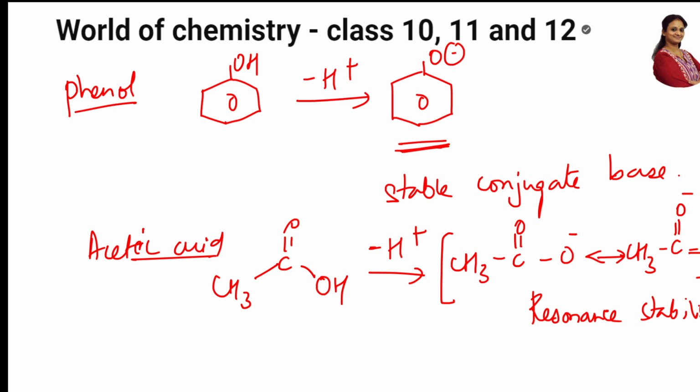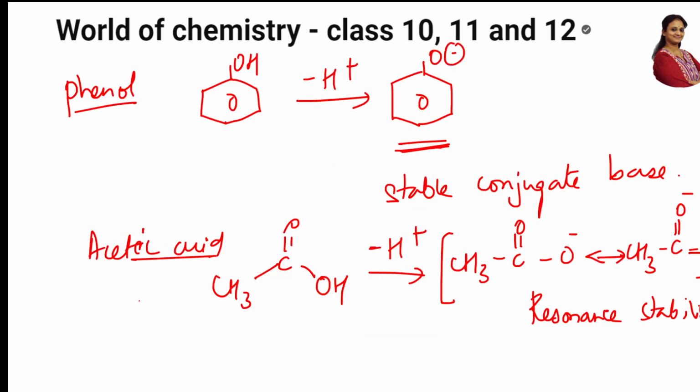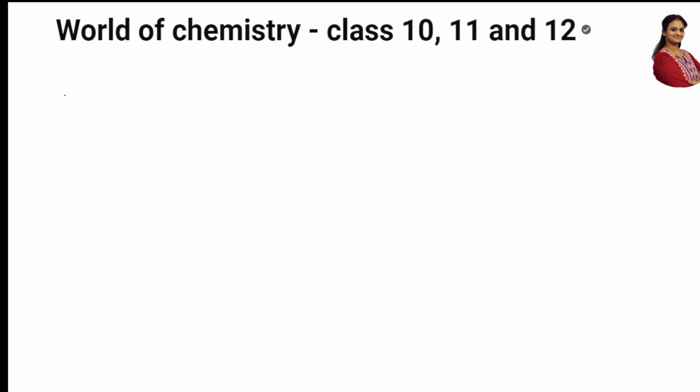Can it donate a proton? Hence it is less acidic. Now next, let's take chloroacetic acid. See here, phenol we have studied, acetic acid we have studied. In case of chloroacetic acid, this is chloroacetic acid, students.